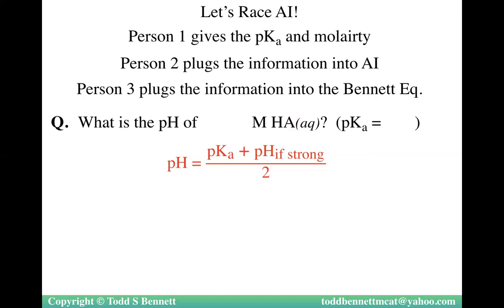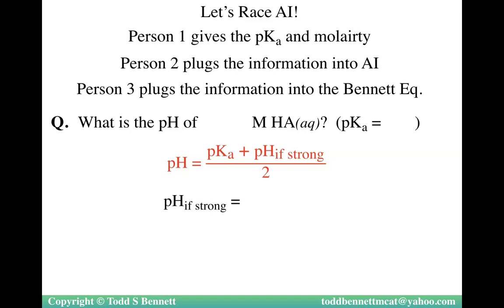But let's just start with the simplest case. So here's the Bennett equation again. You take an average of the pKa plus the pH if it were strong, divided by 2. So if you're ready, you're going to click on this. And if you want to try AI first, and then try the Bennett equation second, see if you can do it as fast. At first, you may not be able to, but I guarantee if you do 3, 4, 5 of these, you'll become faster than AI. So let's see how this works.